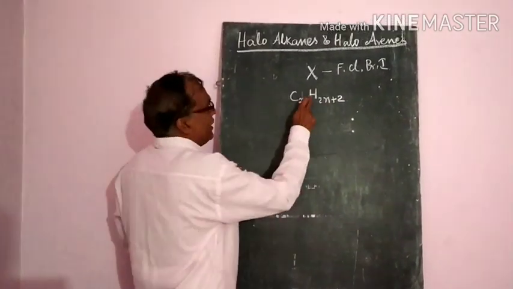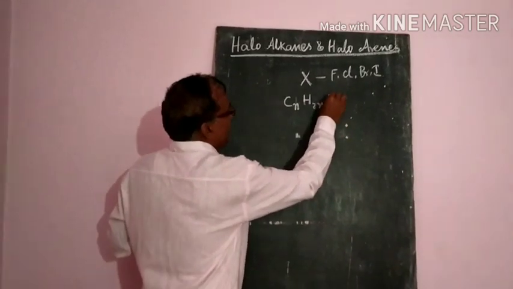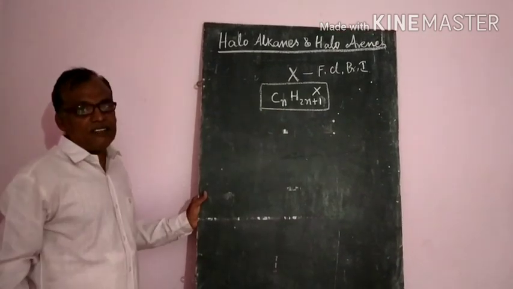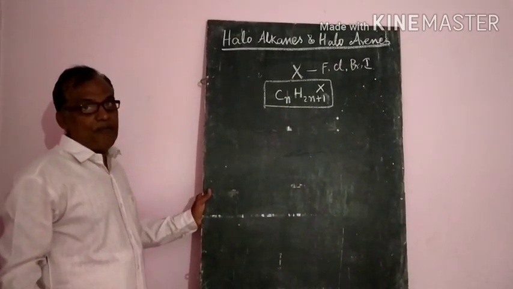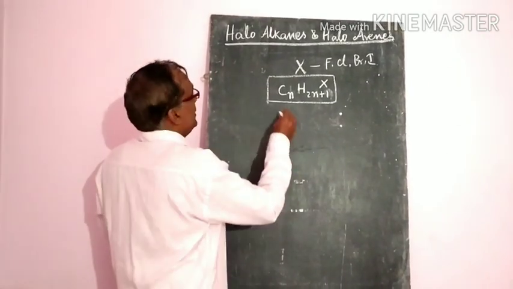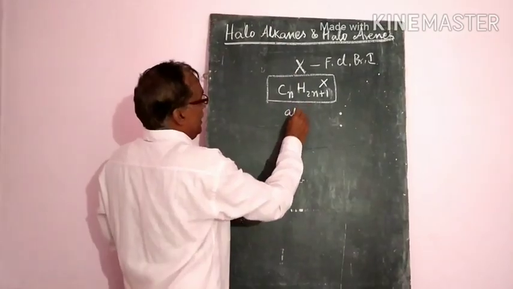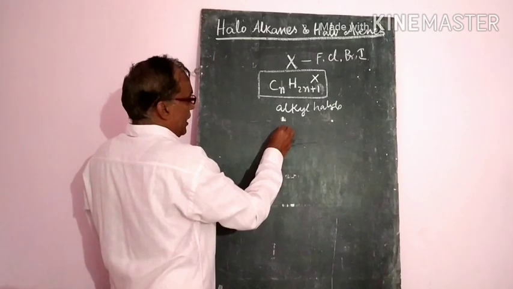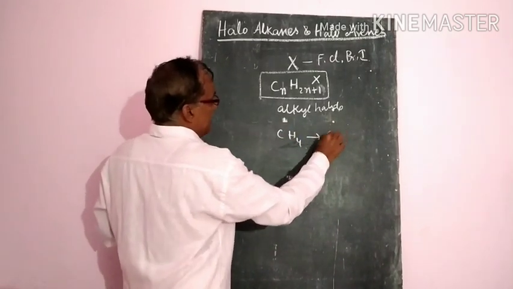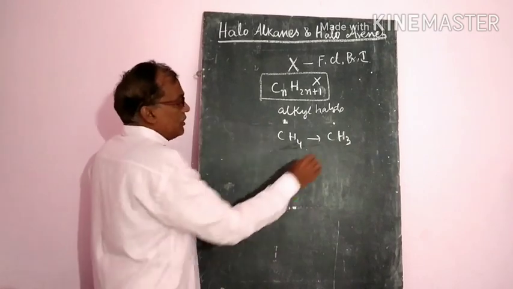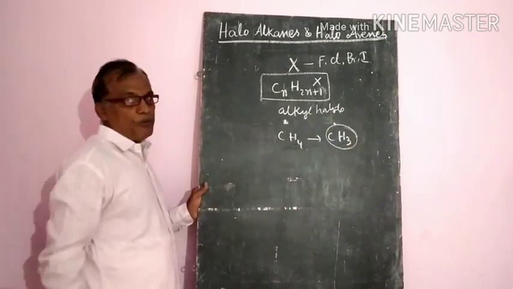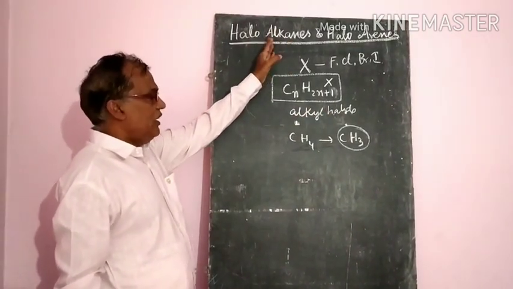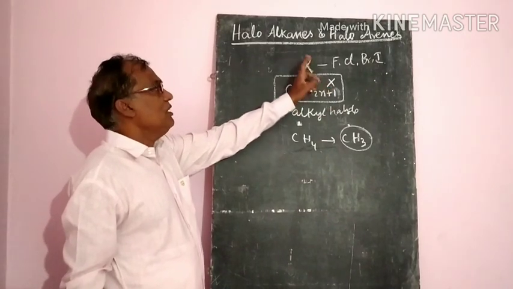In this, if one hydrogen is replaced by one halogen atom, we call these compounds haloalkanes or alkyl halides. Another name is also there, alkyl halides. Already we know that in an alkane, if one hydrogen is displaced or replaced by some other atom, this group we call the alkyl group. So in the formation of alkyl halides or haloalkanes, hydrogen atoms are replaced by halogen atoms.